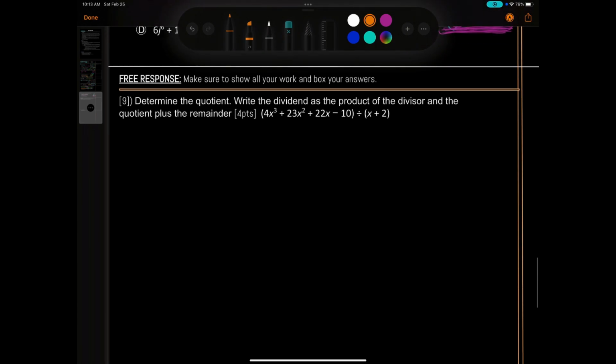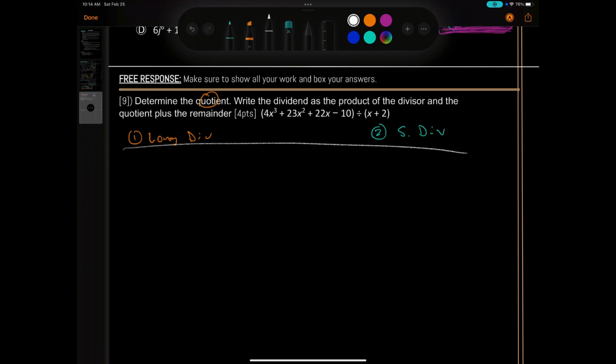All right, question number 9, determine the quotient. Write the dividend as a product of the divisor and quotient plus the remainder. So the quotient should tell you you can either do this through long division or you can do this through synthetic division. And I will do both. You can skip to the one you need to know, and then I'll write out the answer from both. So for long division, I have x plus 2.